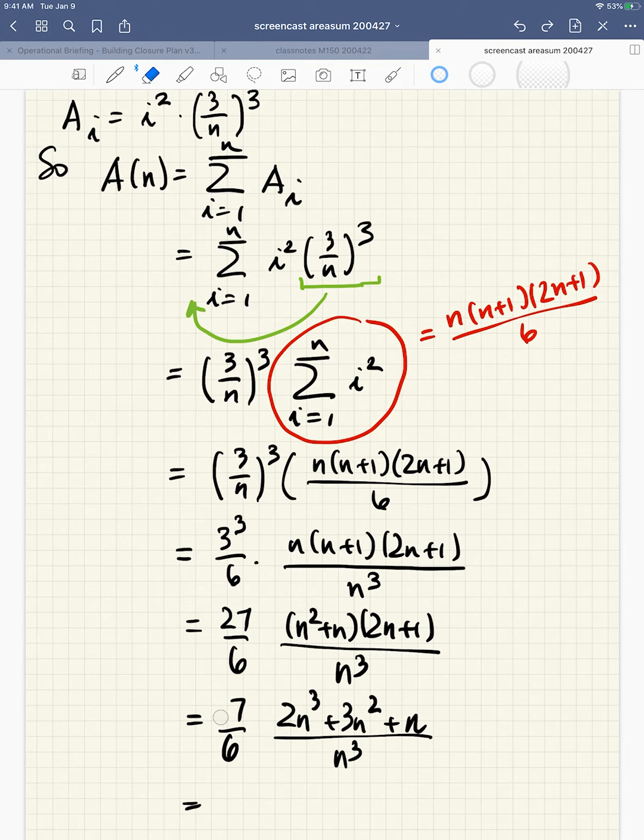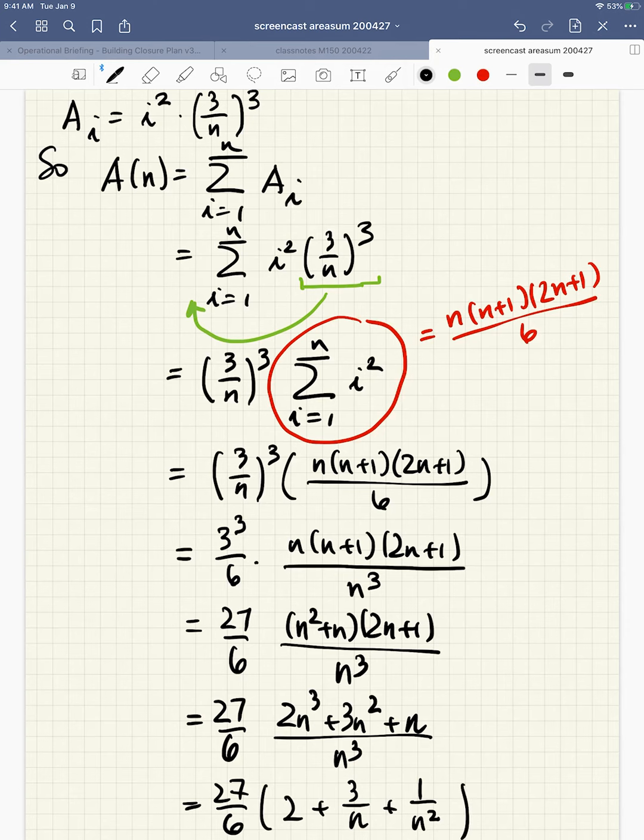Same mistake here, that should be 27. So 27 sixths times 2 plus 3 over n plus 1 over n squared. All right, and as n goes to infinity, today we saw that this goes to 54 over 6, which is 9. Right? And that's the area under that curve. So this fills in that gap that I left in lecture today.